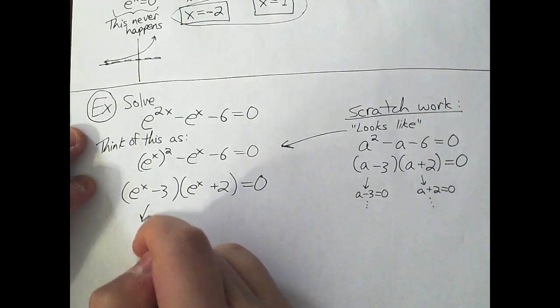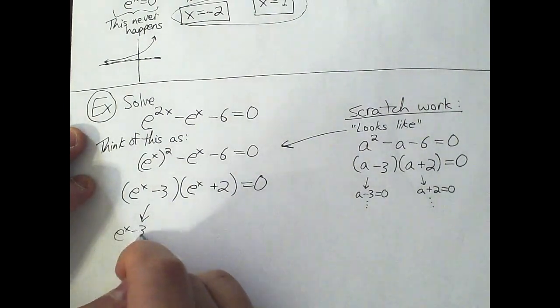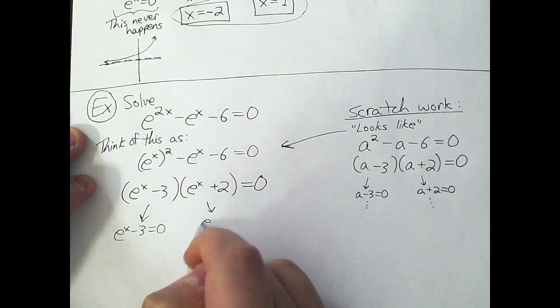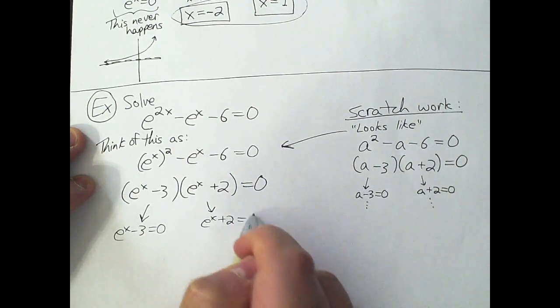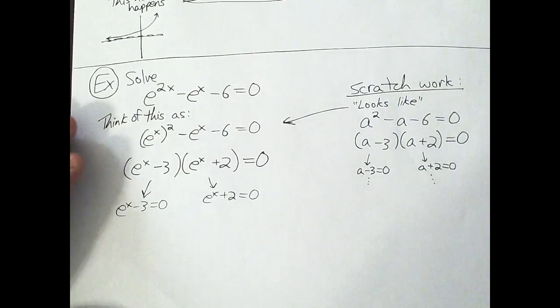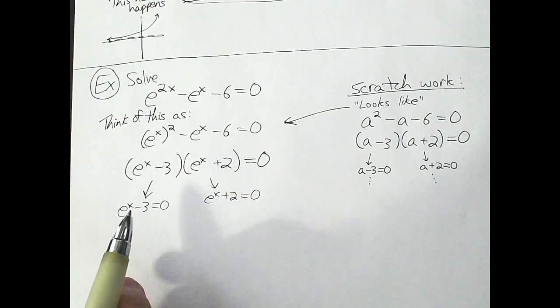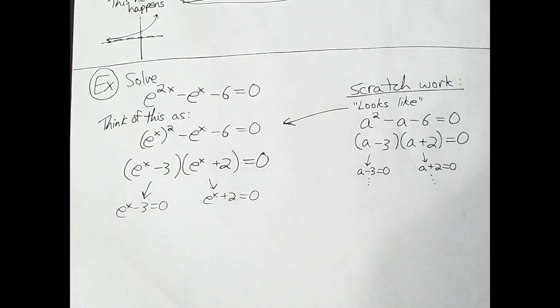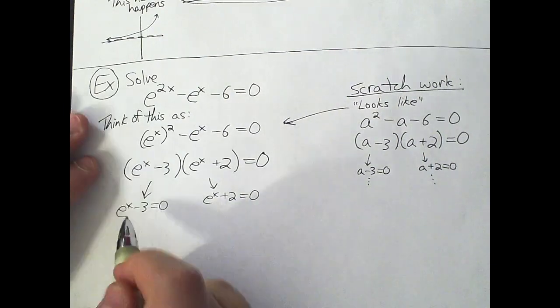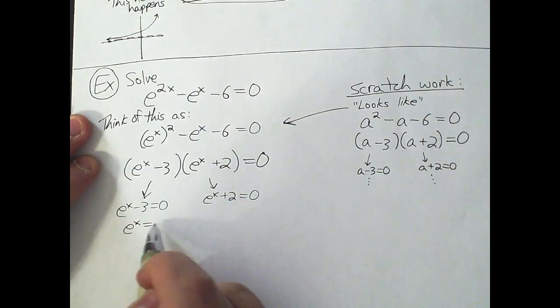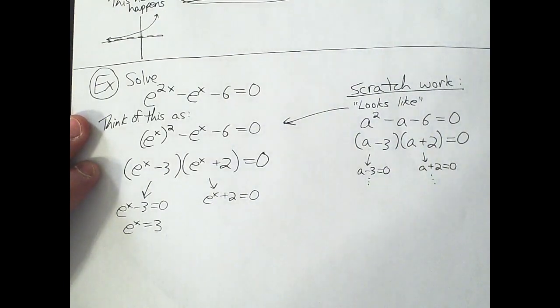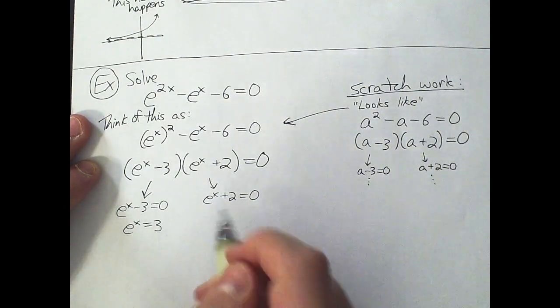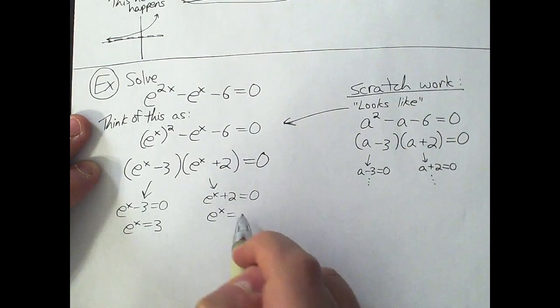What's nice about this is that this means that e to the x minus 3 is 0 or e to the x plus 2 is 0. And we can try to find x now. We've turned it into two simpler exponential equations instead of one big complicated one. So this over here says e to the x equals 3. This over here says e to the x is negative 2.